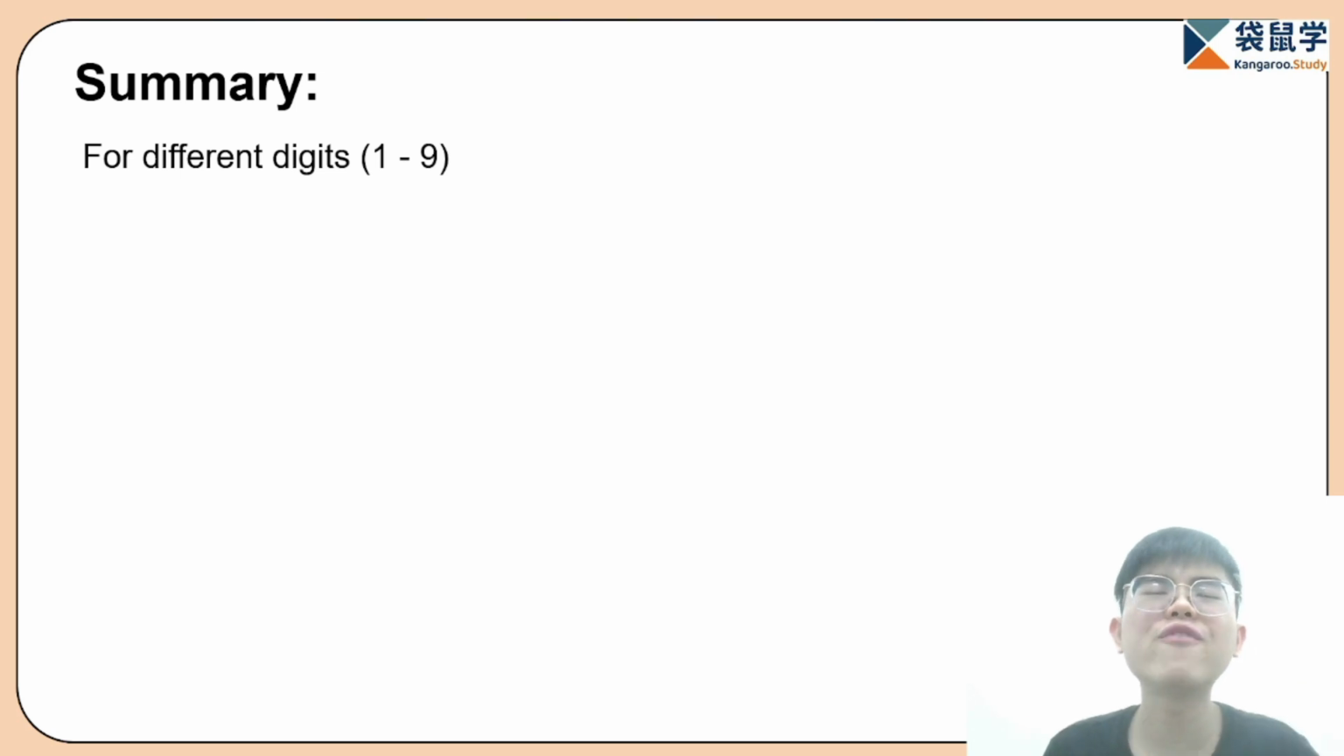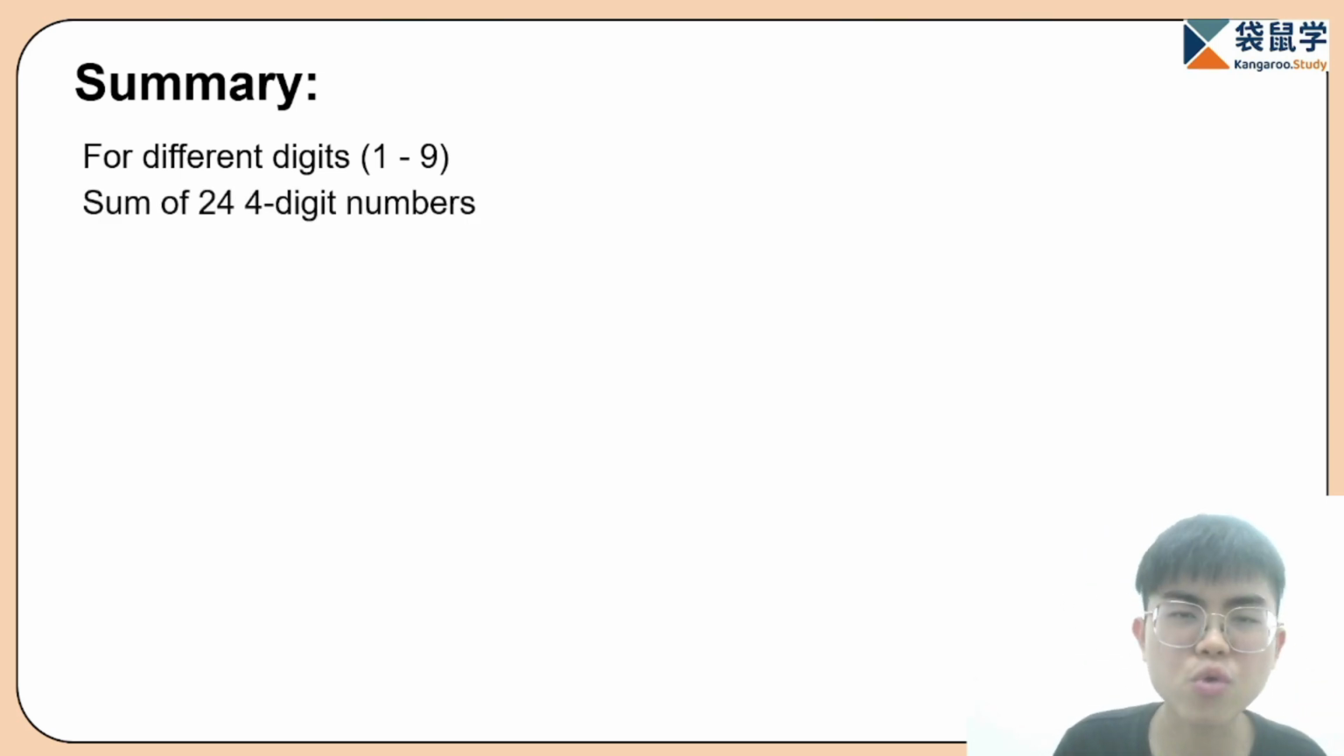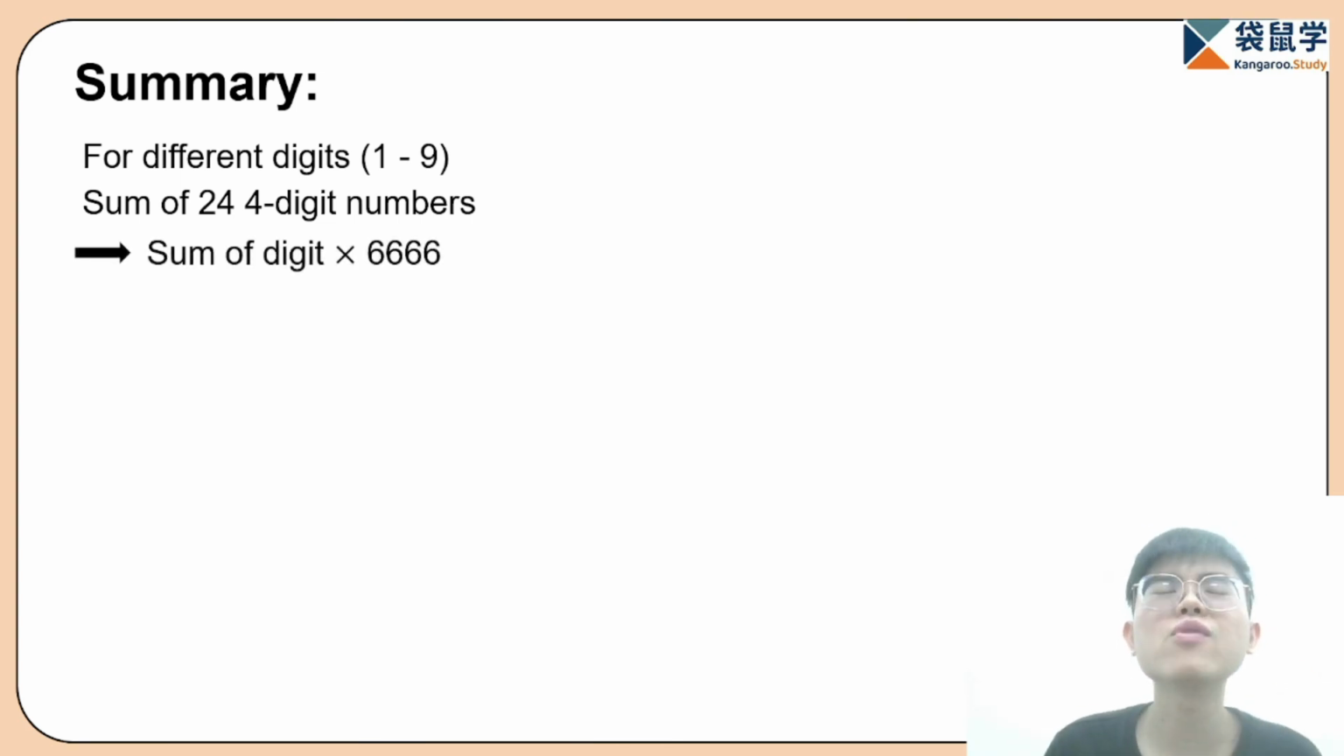Alright? So now, let's summarize what we have learned from this question. So we know that for different digits from 1 until 9, to find the sum of the 24 4-digit numbers, what we have to do is sum up all of the 4 digits, then multiply by 6666. So this is how we solve our question, right?